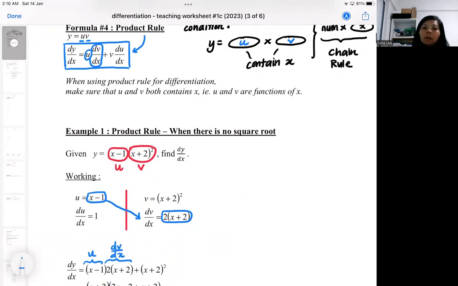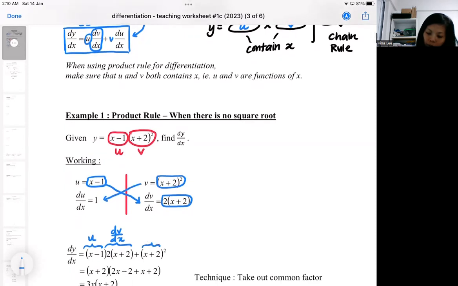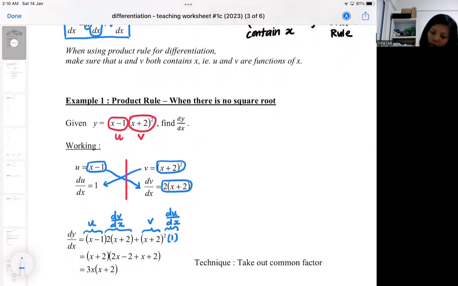For the second part, it will be v, the function v, and then du dx. So where is your function v? This is your function v, and then you multiply it to du dx. So this is my v, and my du dx is a 1. By now, your differentiation is done. So this is the differentiation portion.